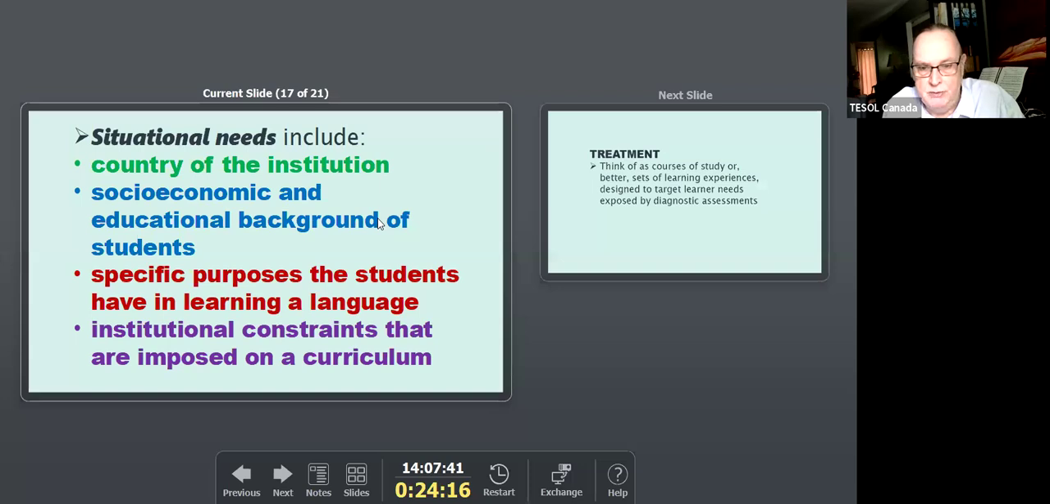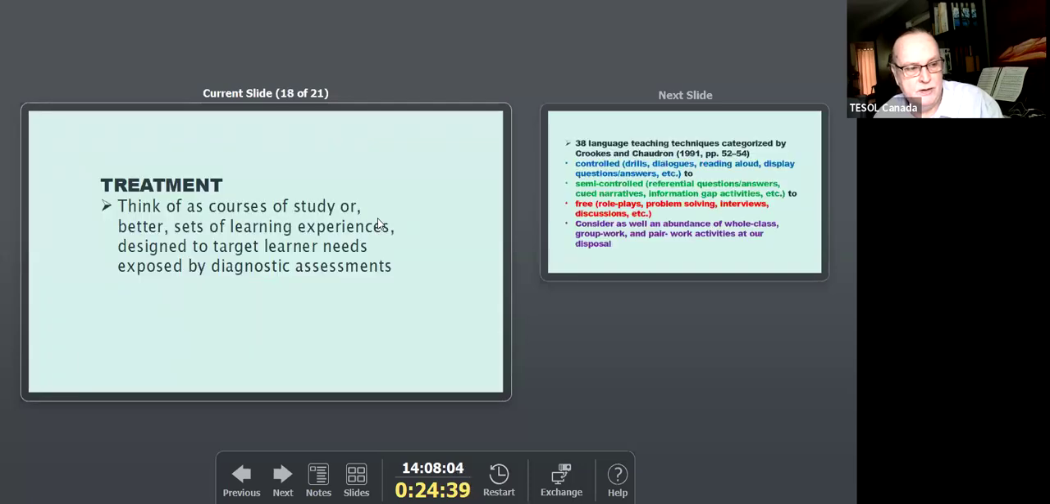These constraints could be anything from financial constraints, where the school is not able to buy enough textbooks for the classroom, all the way through to having too many students in a classroom, again often because of financial constraints the school is going through. Under treatment, Douglas Brown says, think of courses of study, or better, sets of learning experiences designed to target learner needs, exposed by diagnostic assessments.